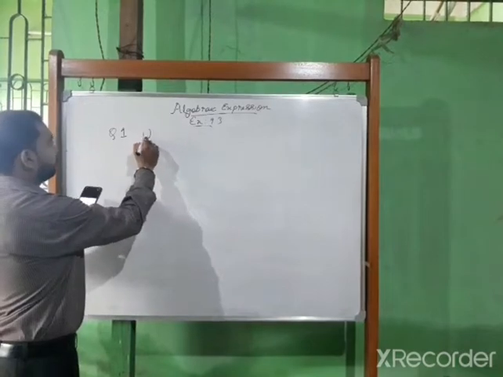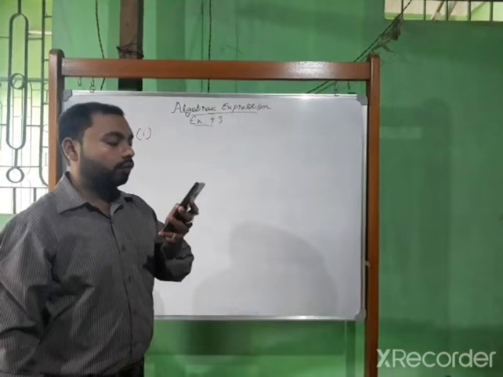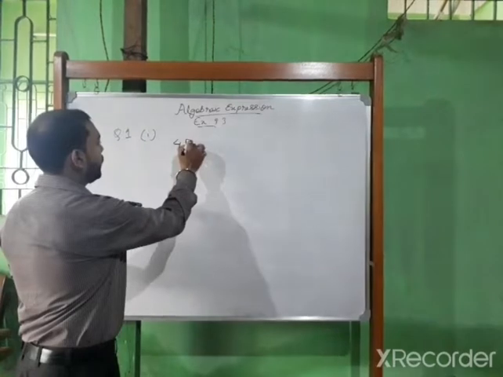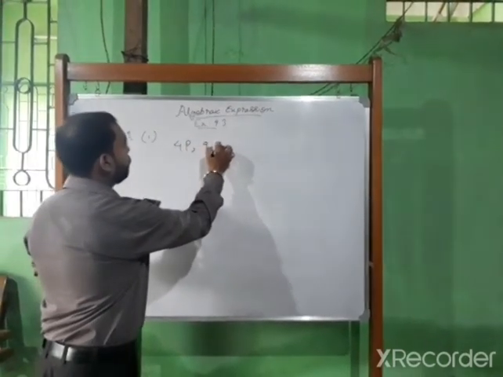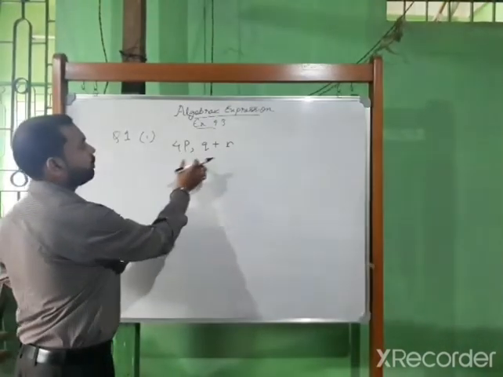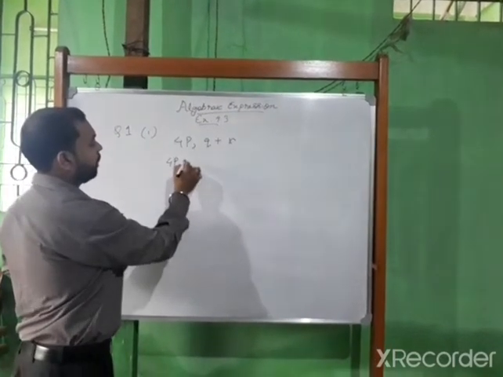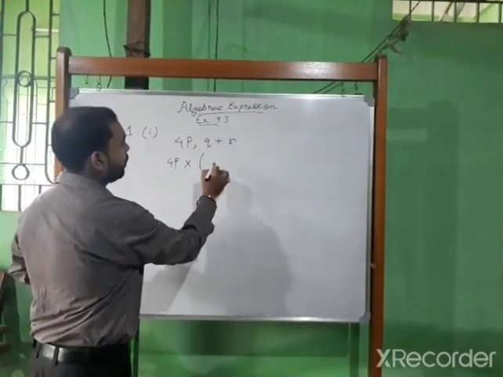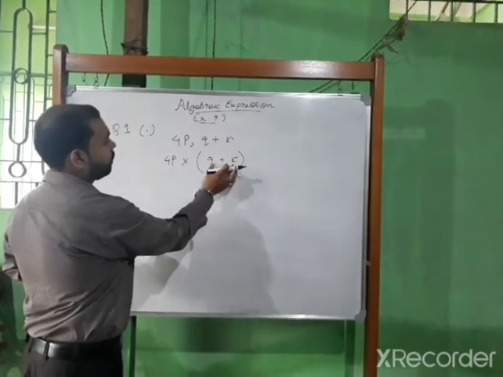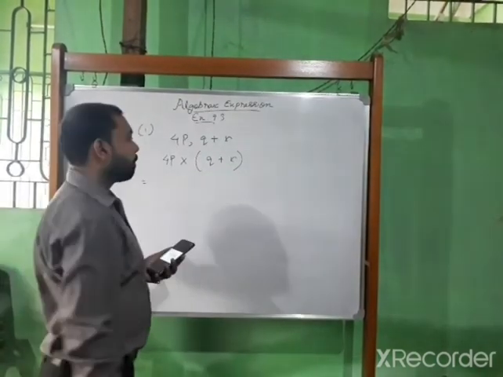Question number 1. The question is, carry out the multiplication of the expression in each of the following pairs. Okay, so the question is given 4p comma q plus r. Now you see these are the two terms. So 4p is nothing but a monomial, so it is multiplied with a binomial, q plus r. This is a binomial because two terms are there. Now how can we multiply this? So we will be using distributive property of addition.